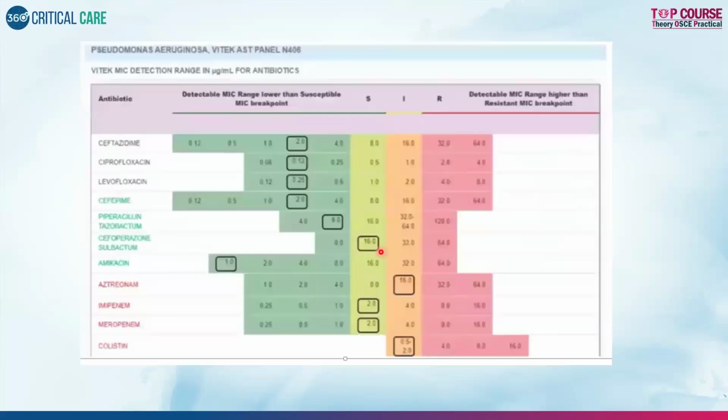So if you're taking 16 divided by 1, and here it will be 16 divided by 8. It is the breakpoint divided by the MIC that will give you the quotient. Remember, higher the quotient, that is the safest choice. If you can't remember anything else, remember higher quotient, better is the drug of choice for pan-sensitive or multiple susceptible drugs. That's how you choose your antibiotic.